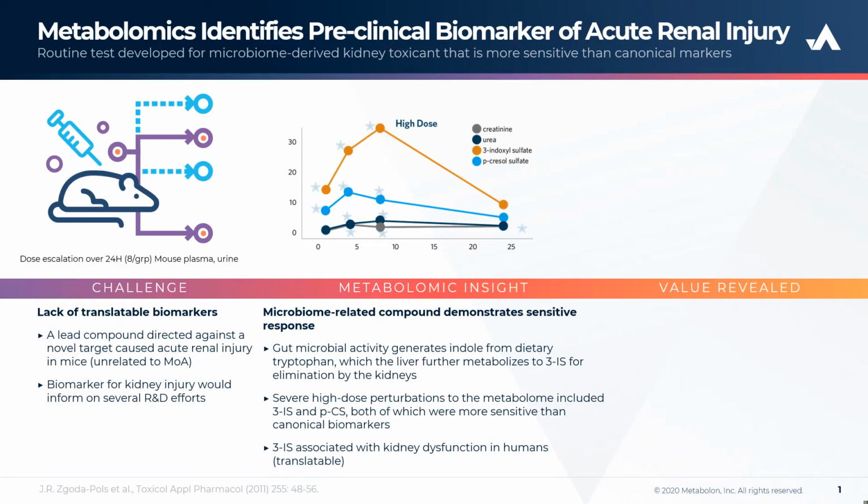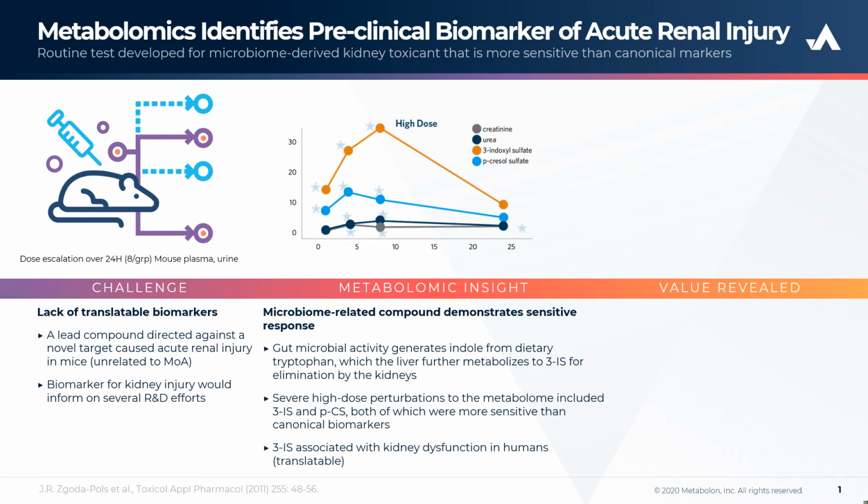Mechanistically, 3-indoxyl sulfate is thought to promote renal failure by damaging tubular cells through modulation of OAT1 and OAT3 transporters, which are expressed on the basolateral membrane of the proximal and distal tubules. So in this figure, you can clearly see that indoxyl 3-sulfate is a more sensitive marker than other established renal response markers, including creatinine, urea, and p-cressyl sulfate.